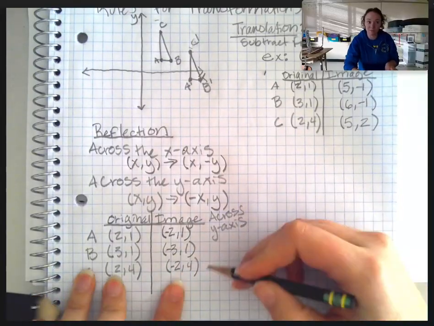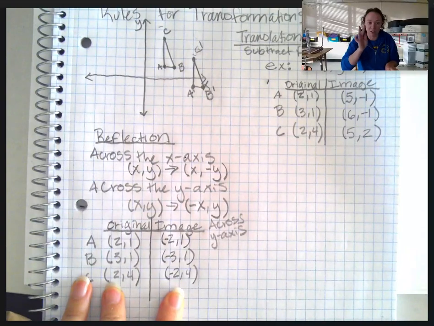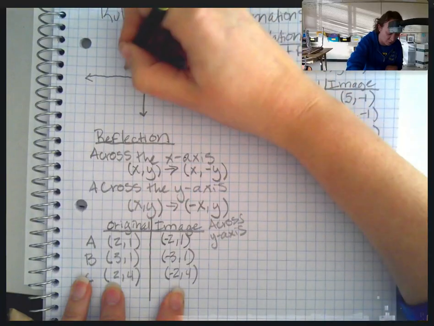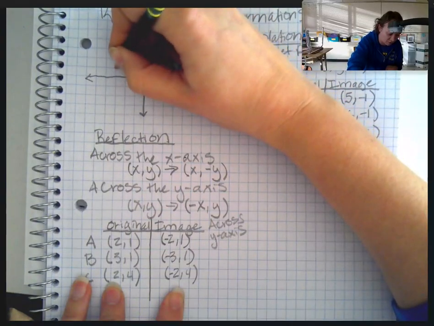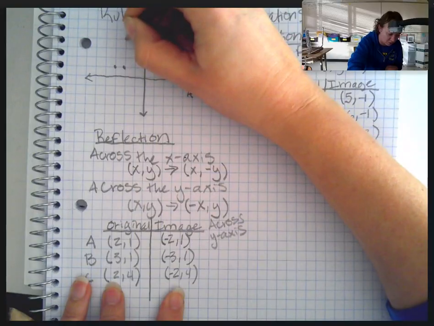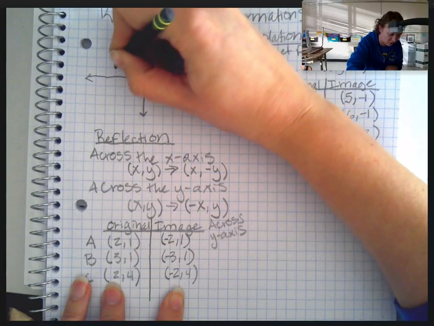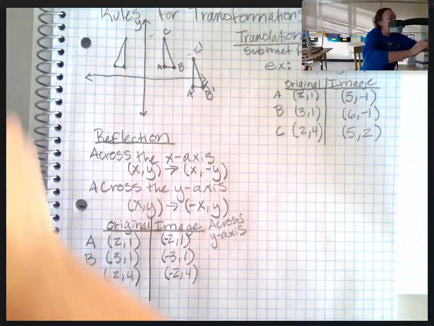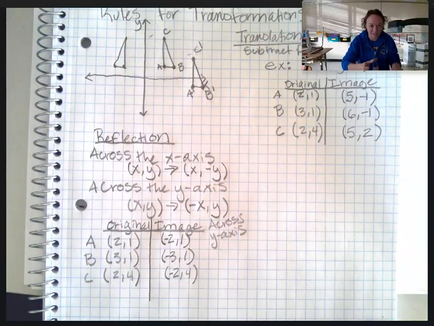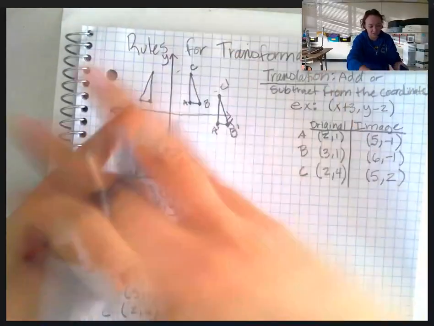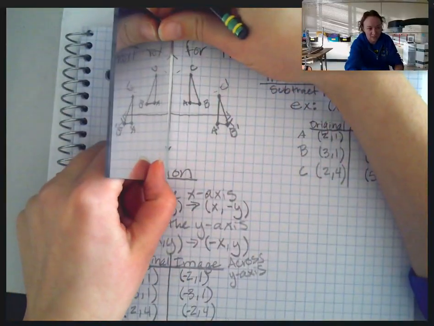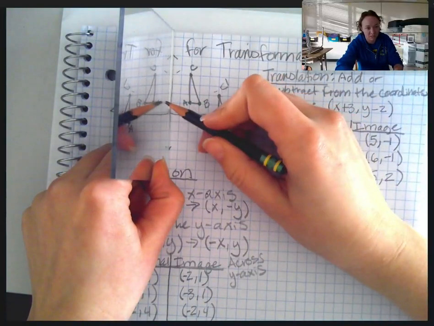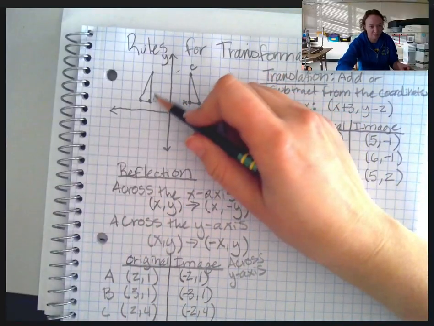So that we can graph them and visually check that this does look like it is a reflection across the y-axis. So -2, 1, -3, 1, and -2, 4. And yes, this does look like if I were trying to reflect that original triangle right there, it's reflecting it over there into that spot.